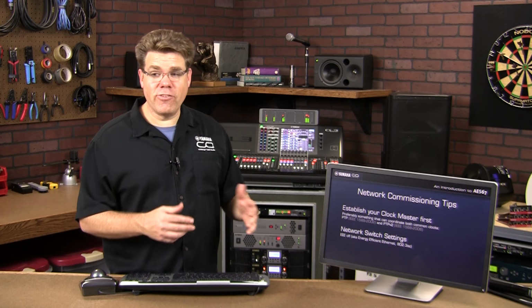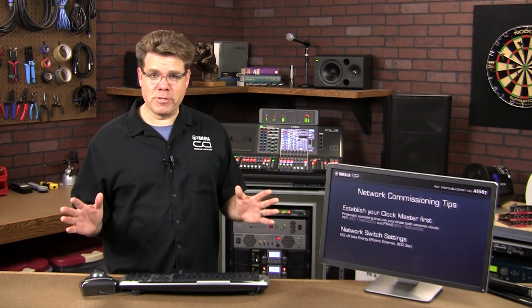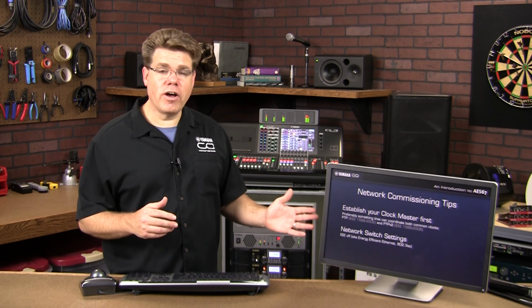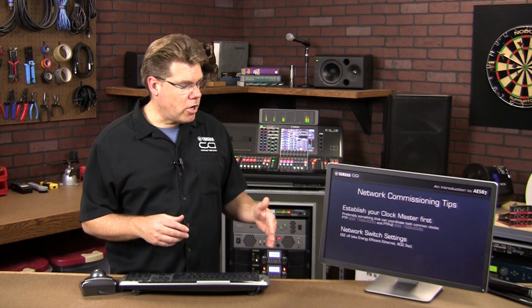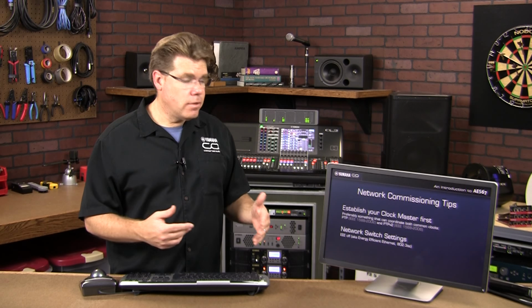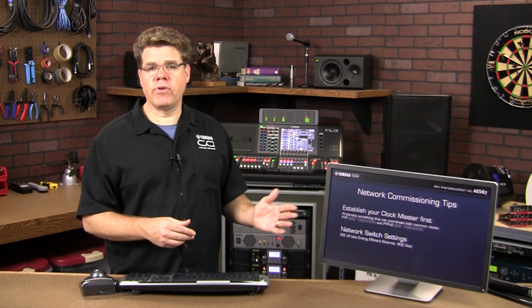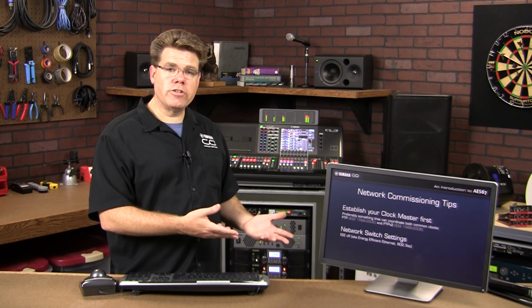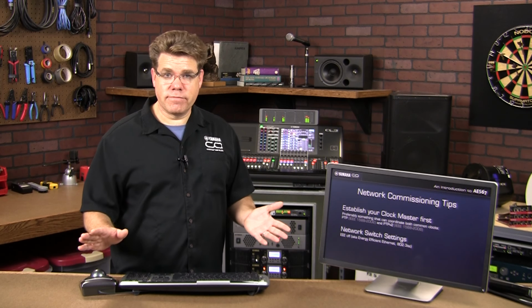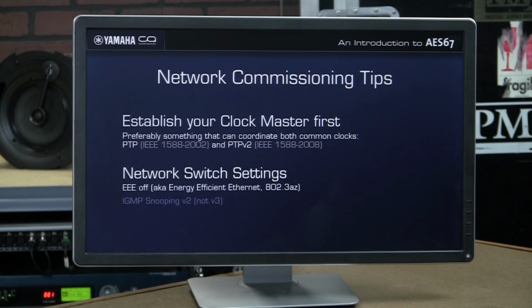The first one is universal to all audio network solutions. You want to turn off green Ethernet, also called energy efficient Ethernet, EEE, or the standard number is 802.3az. If you see that on your switch, you want to turn it off. Now the next thing has to do with IGMP snooping.